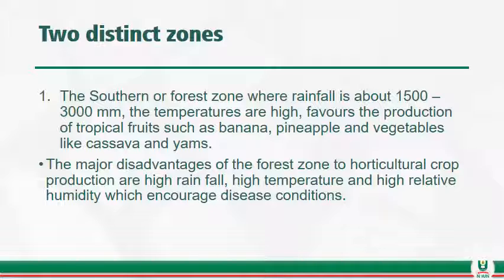So apparently there are two distinct zones. We have the southern zone or the forest zone, where the rainfall is like 1,500 to 3,000 millimeters. Temperatures are relatively high and favor tropical tree fruits like the bananas, pineapples, vegetables, and other crops like cassava and yams. So the major disadvantage of this zone is that the rainfall is high, temperature is high, so it encourages disease conditions.